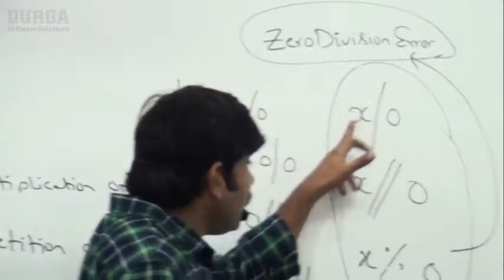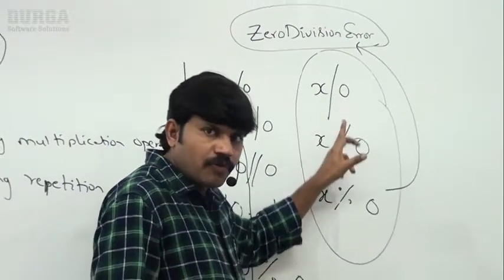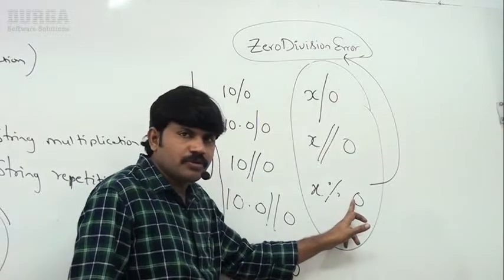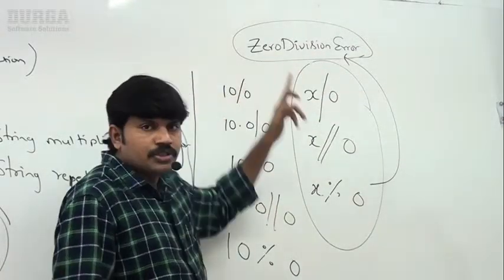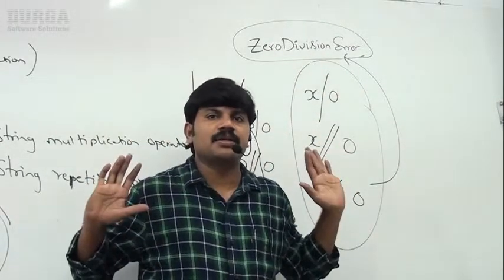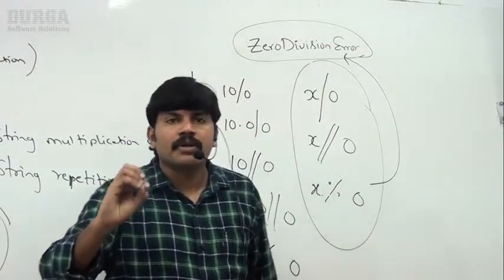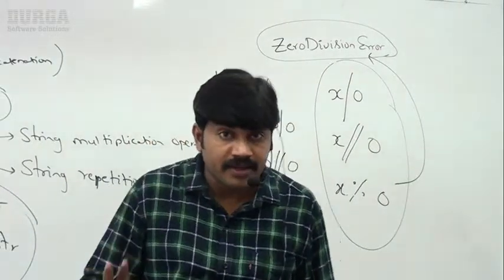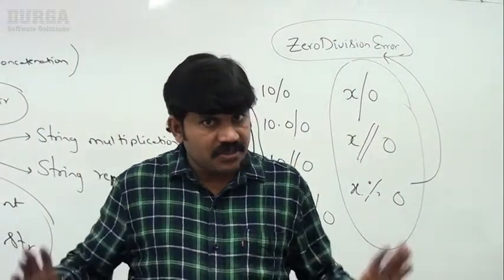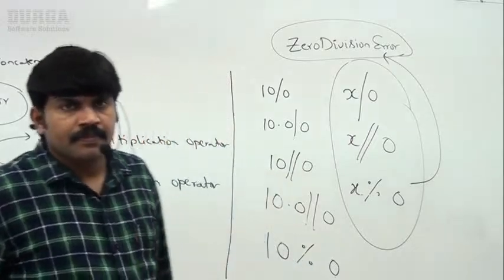So clear indication: any number by 0, floor division 0, or modulo 0, the result is always ZeroDivisionError. That's it, sir. These many important loopholes are there related to arithmetic operators. Is it clear for all of you, right?